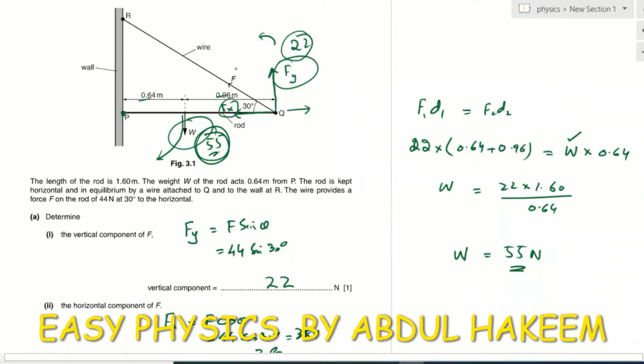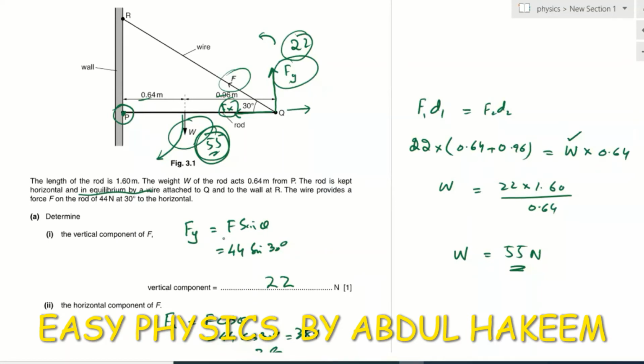So it means with the help of this F and W, it's not equilibrium. But here it is written it's equilibrium. It means a third force is also exerted at P to make upward and downward forces equal, to make left and right forces equal. For equilibrium, upward forces must be equal to downward forces.